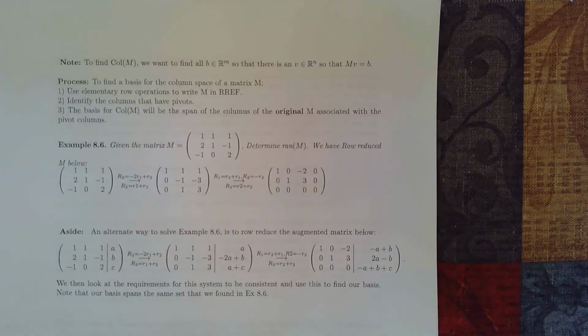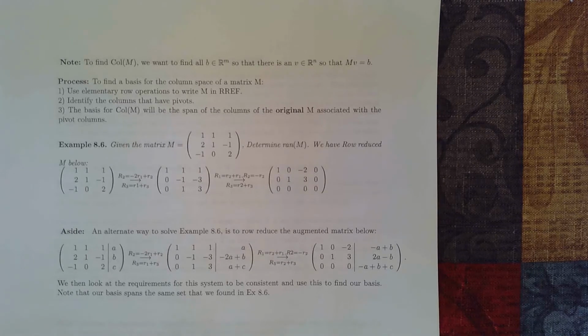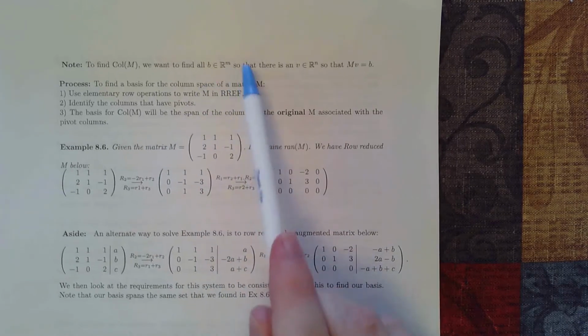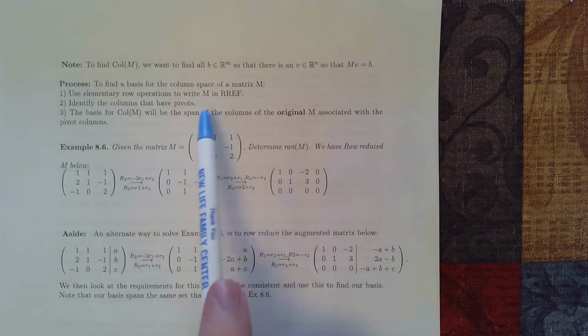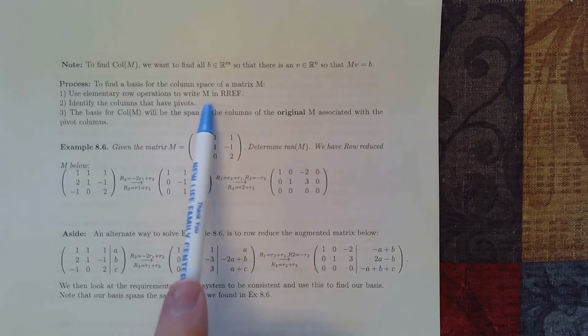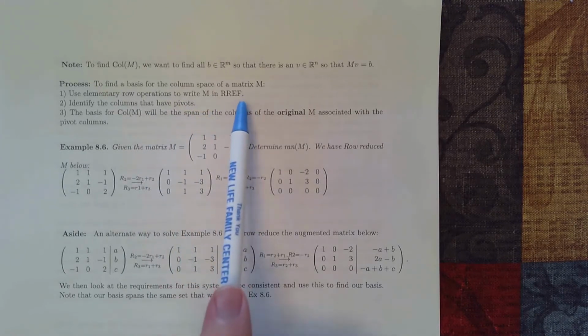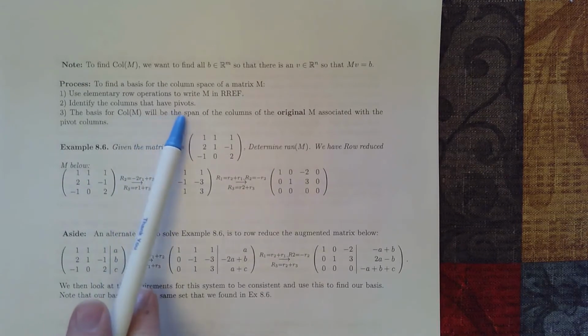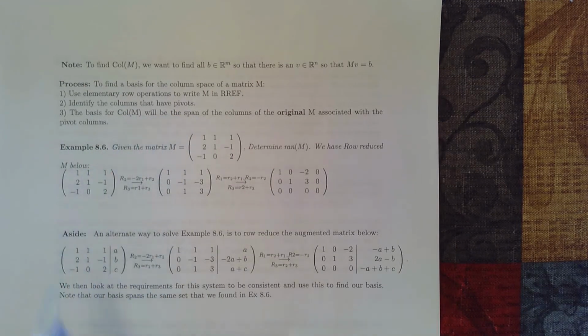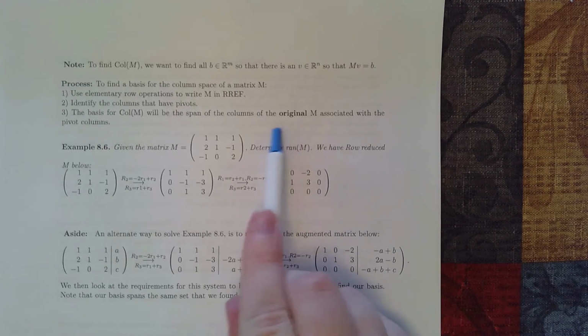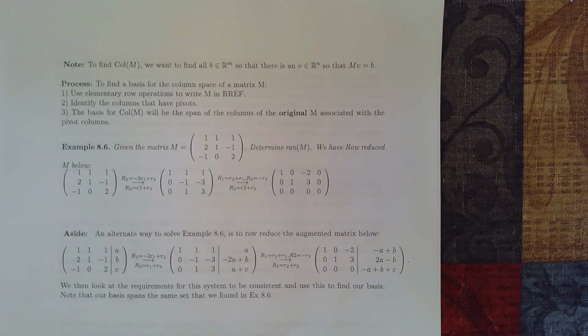All right, so to find our column space, we want to find all of the vectors that are possible as outputs for our basis. And so there's actually a process for us to get this very quickly. Our process for finding a basis for the column space of a matrix is first to use elementary row operations to get the matrix in reduced row echelon form. After that, we can identify the columns that have pivots, and the basis for the column space is going to be the span of the columns in the original matrix associated with those pivot columns.